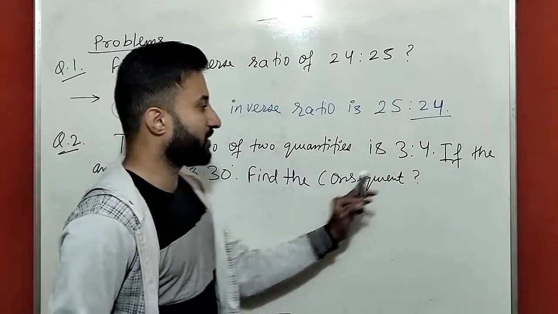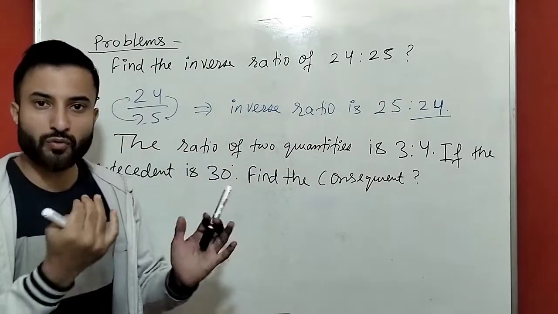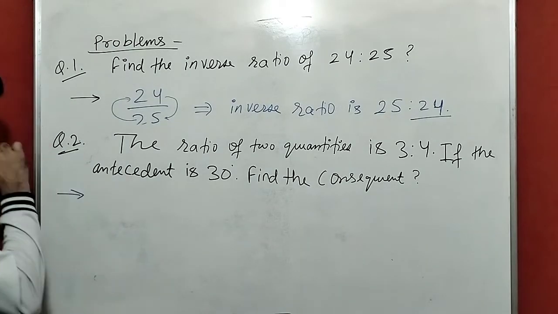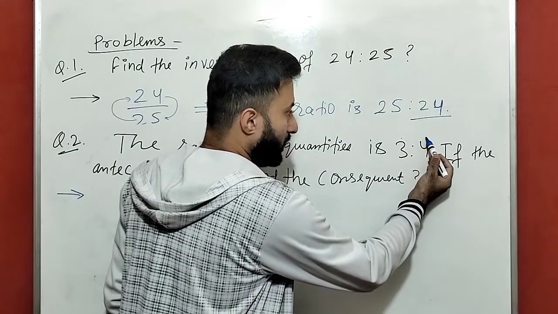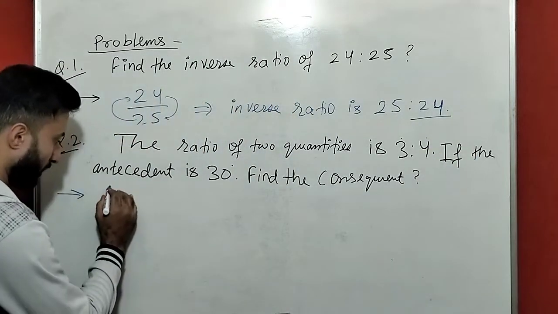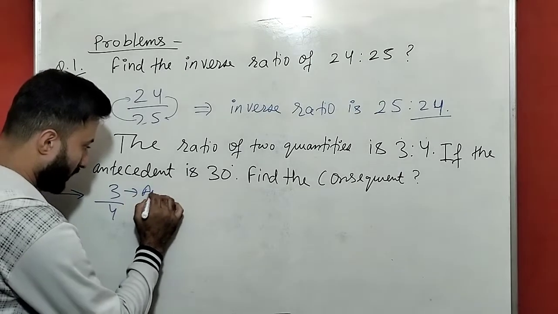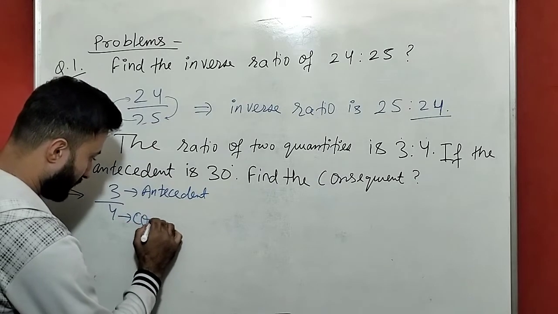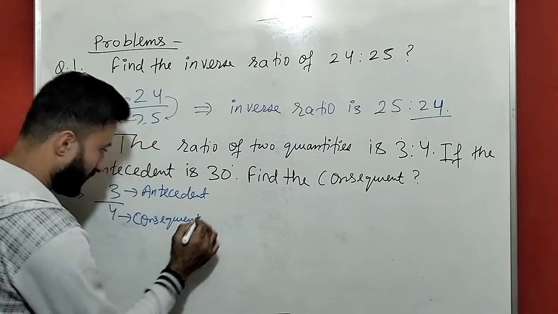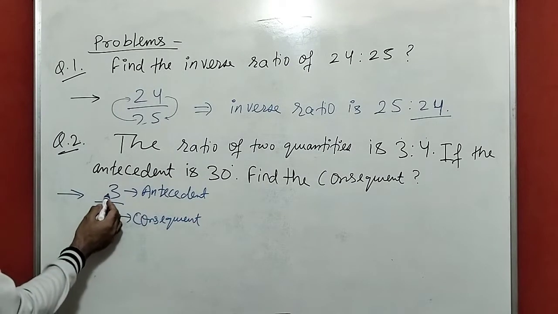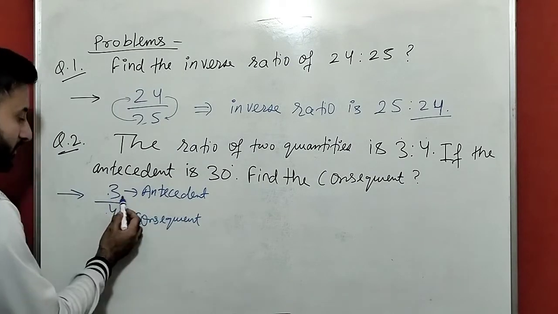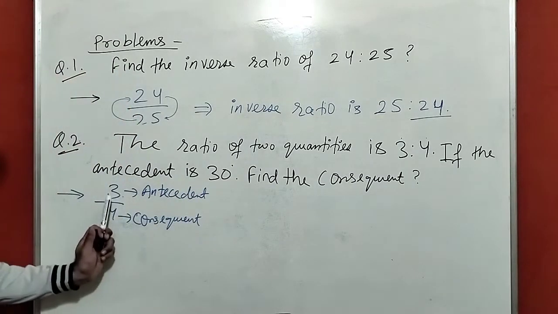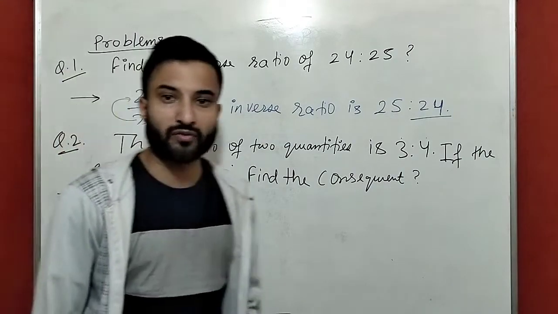The ratio of two quantities is 3:4. So guys, the ratio of two quantities is given as 3:4, meaning antecedent and consequent. 3:4 means 3 by 4. The numerator we will call the antecedent, and the next one is the consequent. So it is given that if the antecedent is 30, meaning antecedent is equal to 30, you have to find the consequent.